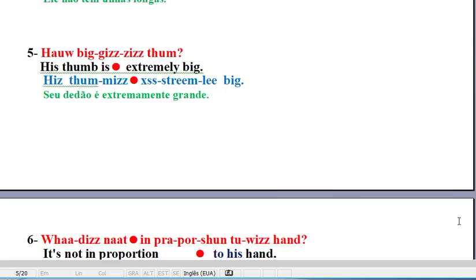Line 5. His thumb is extremely big. How big is his thumb? His thumb is extremely big.